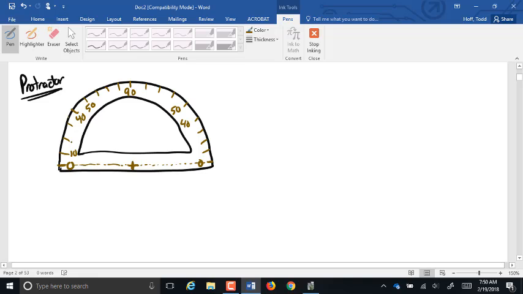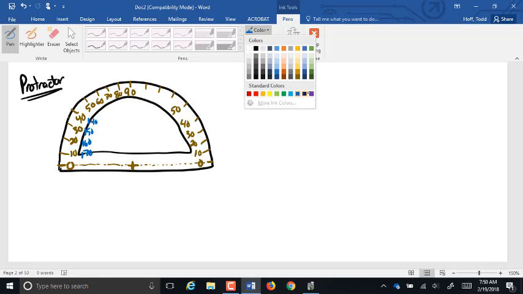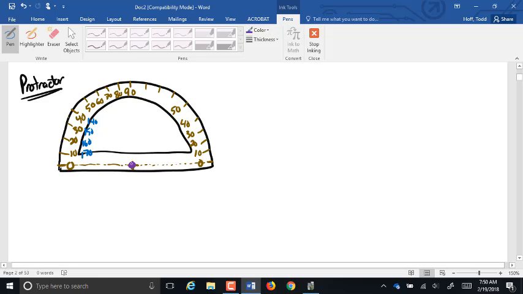So you can see these are numbered going up from each side, 10, 20, 30, 40, 50, 60, 70, 80, and so on. They're also going to be numbered 170, 160, 150, 140, and so on. How do we know which set of numbers to use? Well, like we said, our vertex always goes right here on the crosshair.